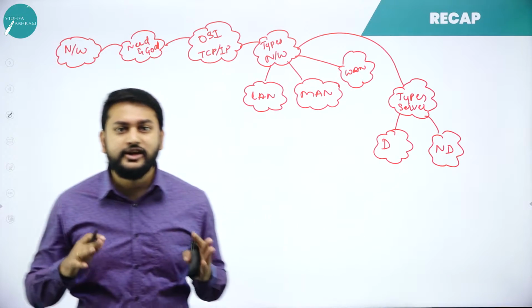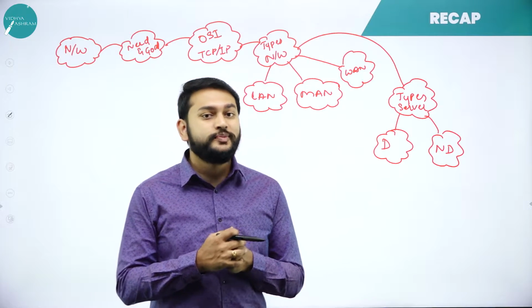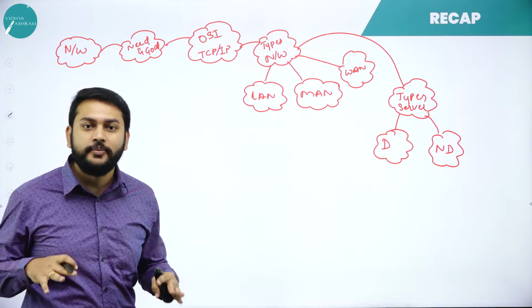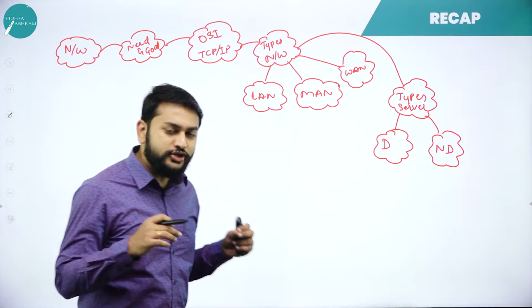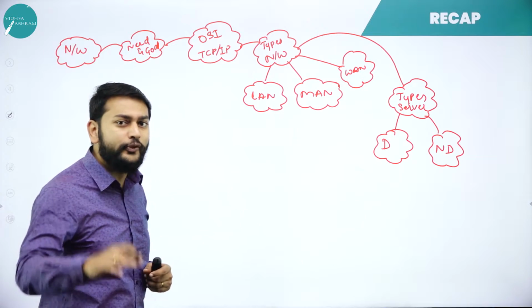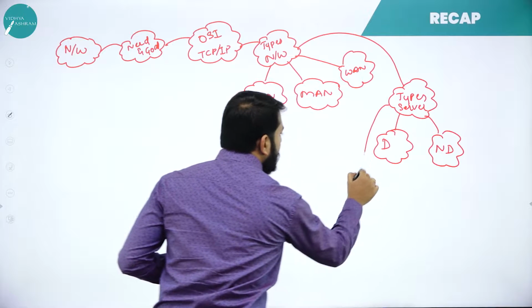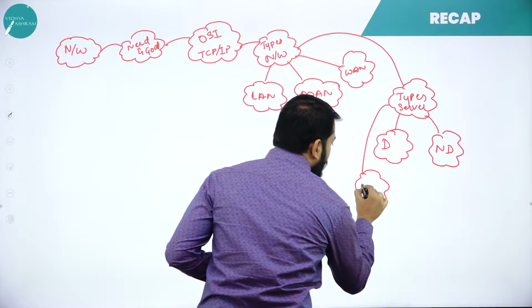So what is the next thing that we started? So we started with the topologies. What is the meaning of topology? Different arrangement of computer systems in a network is what we call a topology. So what is that you have to remember when it comes to the topology? Come on everybody.